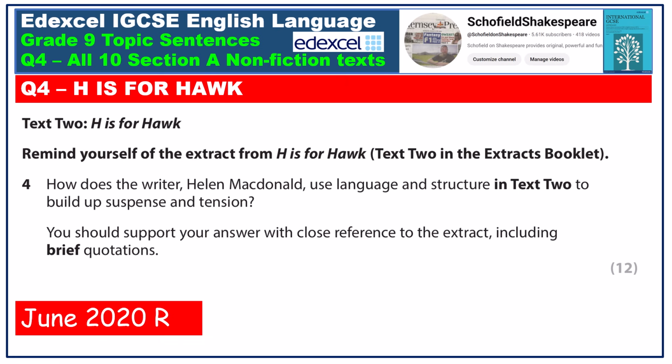Our penultimate text on the list is H is for Hawk. In June 2020, the question was, how does the writer use language and structure in text 2 to build up suspense and tension? Reread the text as necessary, write topic sentences, it's pause time.